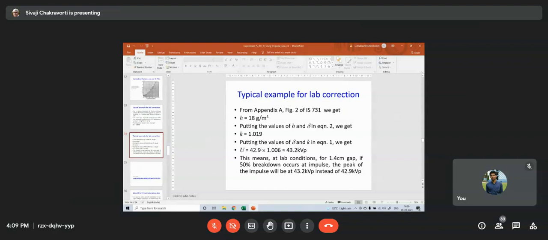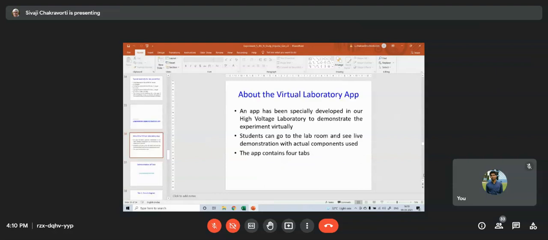So the standard breakdown voltage of the sphere gap will be 42.9, but for that given TD, TW and pressure, the breakdown voltage will be 43.2. So I have to find out in the lab that 50% breakdown must occur at 43.2 and not 42.9. Therefore, let's go forward. This I will show you later on.